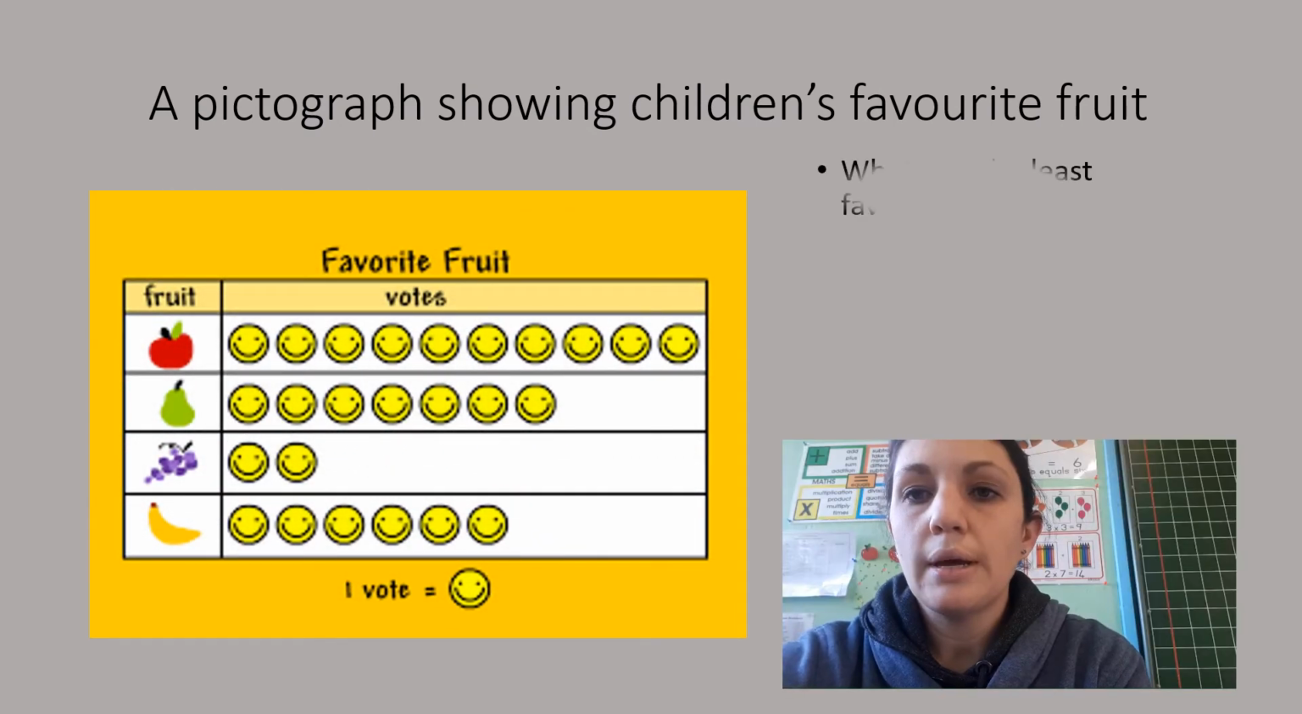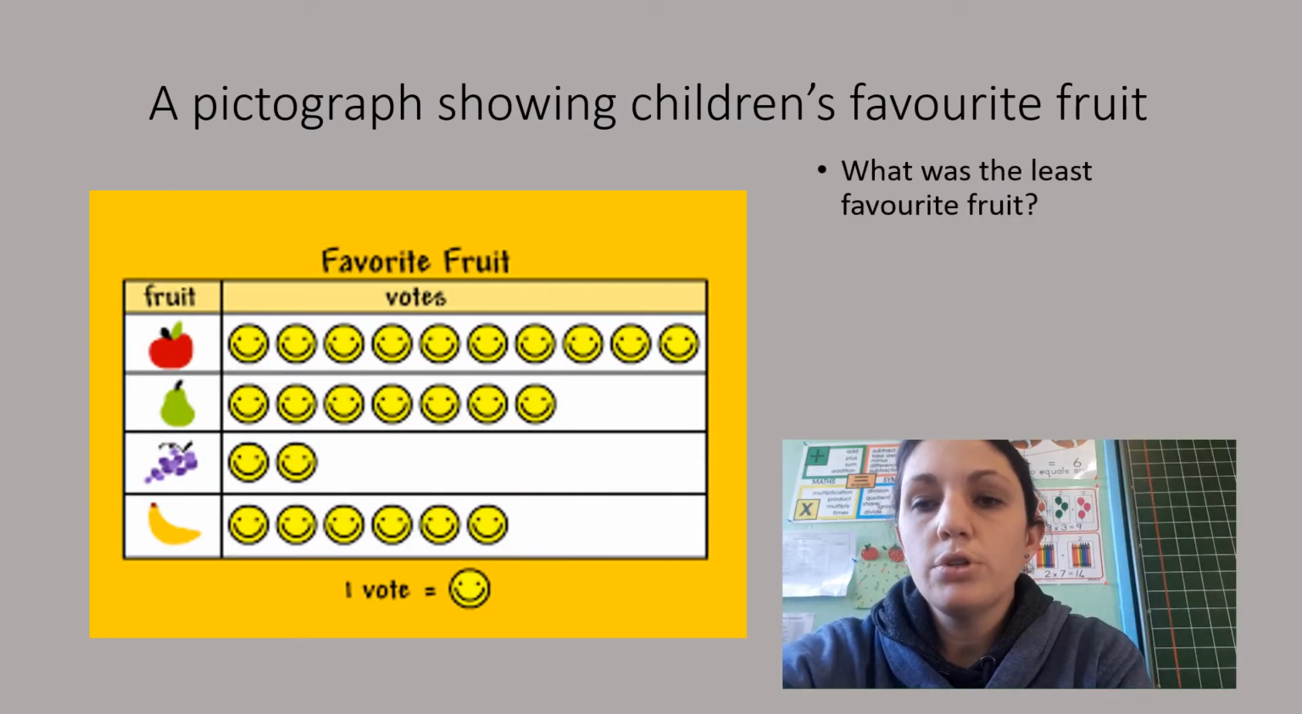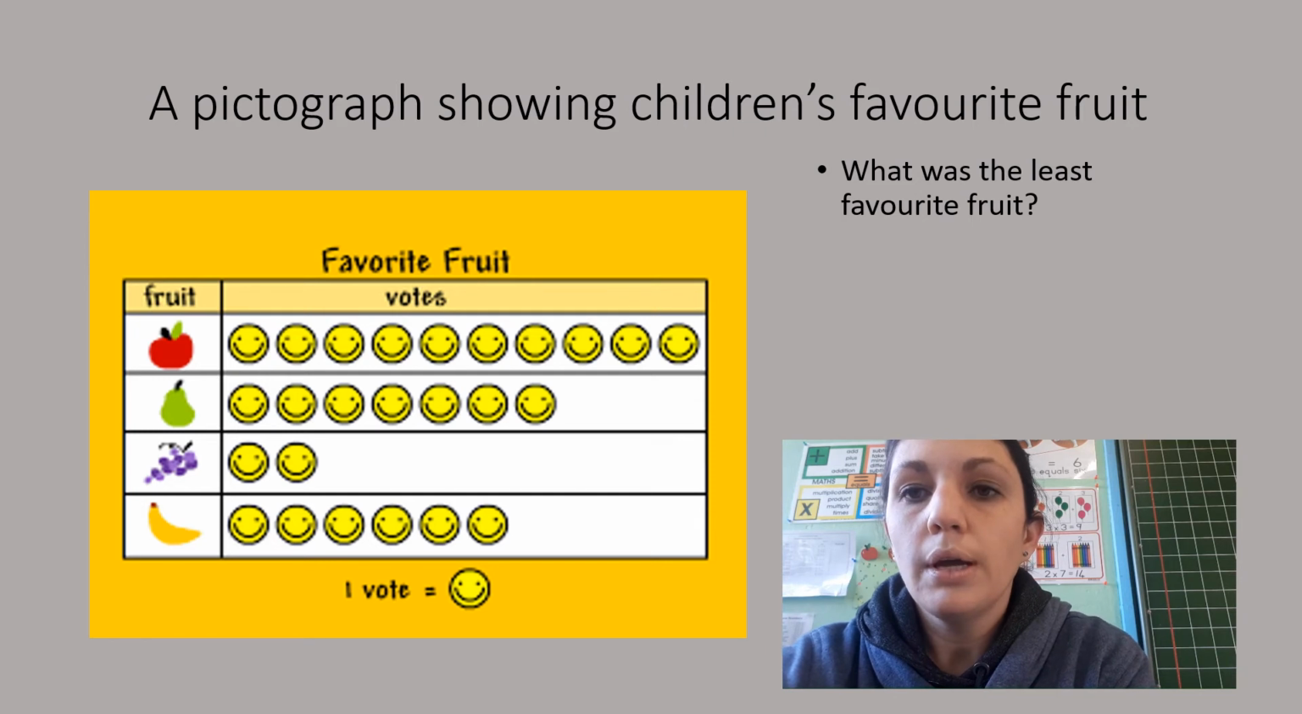Moving on to question number 3, it says which fruit was the least favorite? So which was the least favorite fruit? Least favorite means the one that the fewest amount of children chose. So if you look there, it is obviously the grapes, and you can see that only 2 children liked the grapes. So when we go to the next slide now, you'll see that I just wrote grapes is the least favorite.